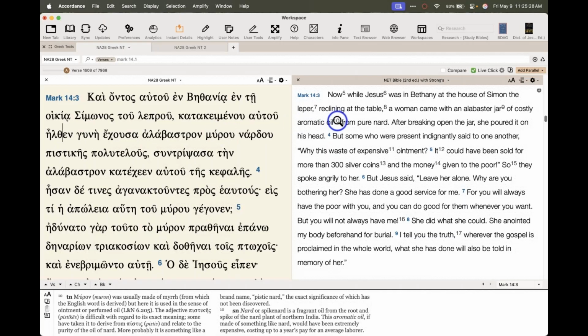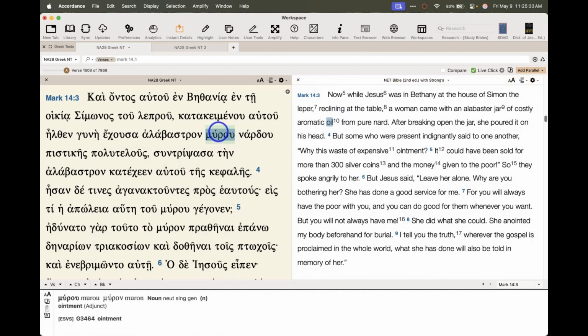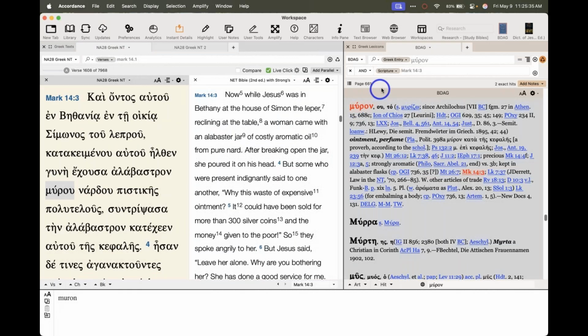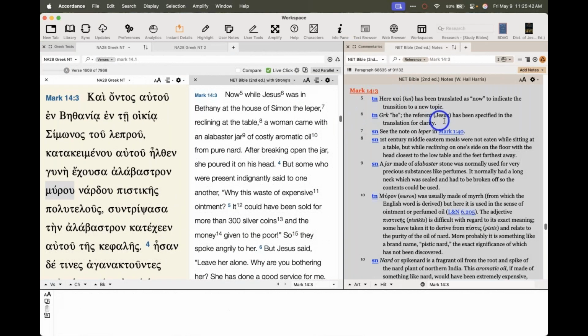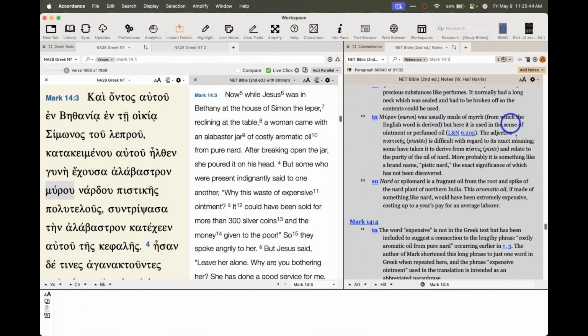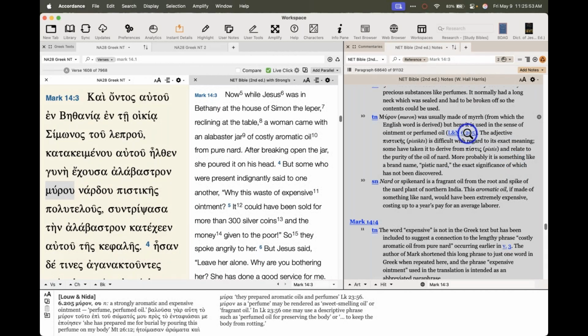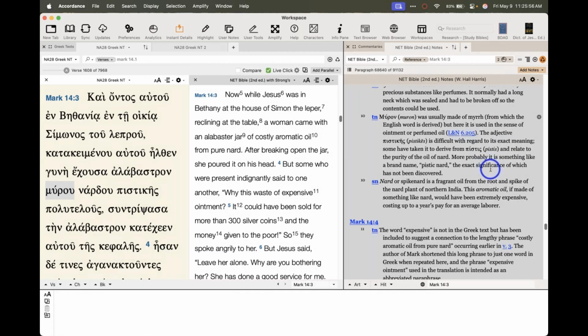Here we get aromatic oil and a long note here that has to do with myrrh, which you can see in the Greek there. Let me go back to this NET note and open it here. Yeah, myron was usually made of myrrh, from which the English word is derived, but here it is used in the sense of ointment or perfumed oil. And you get a hyperlink to another lexicon here. So I would translate that either as ointment or oil.